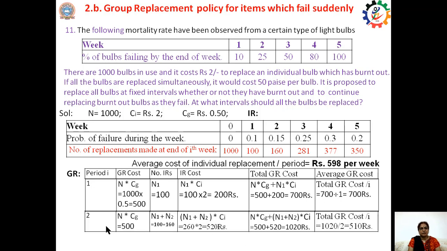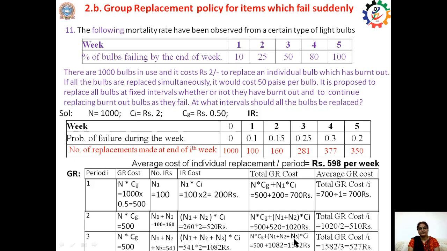We'll see one more instance of calculation. I told you this is same. Here now you have to see for the second row how much is the failure, 160. You have to add that to 100 to get 260. That 260 into 2, because till second period how many you replaced? 260 into 2, 520. You add that 520 and 500, you get 1020. Divide that by this value, you get 510.